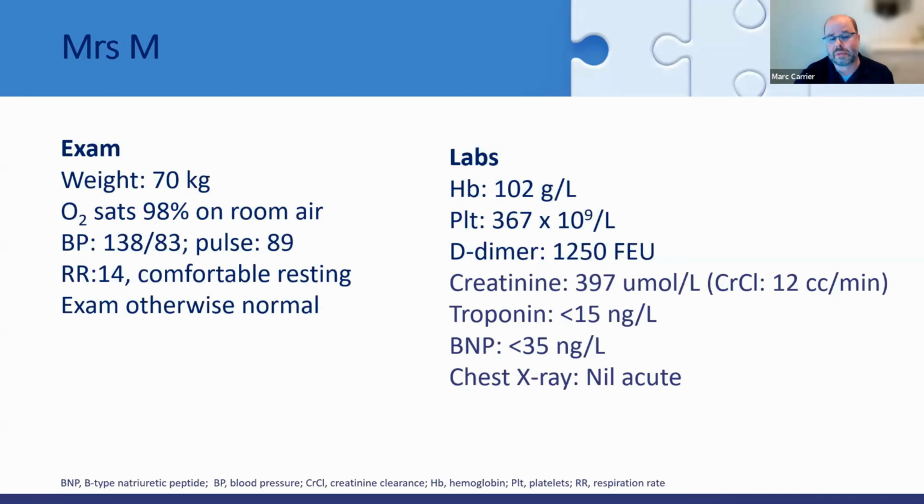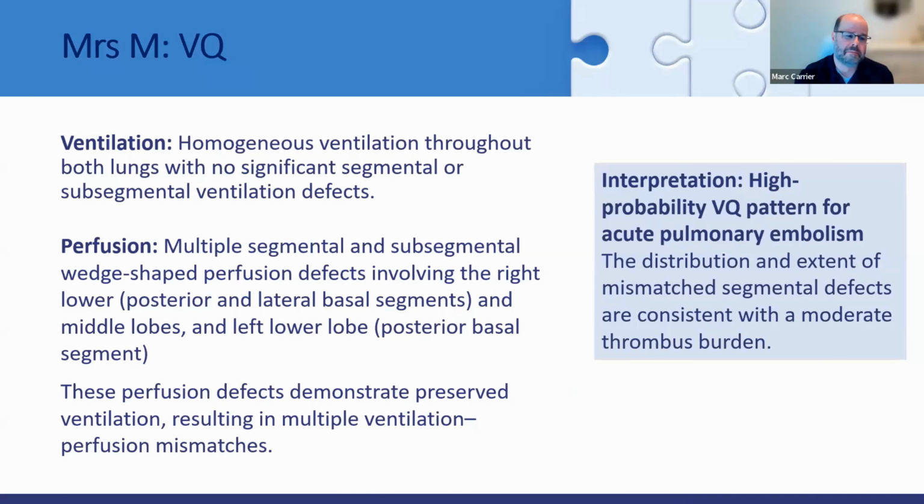She has a reasonable CBC, hemoglobin is 102, D-dimer is high, creatinine is high, estimated creatinine clearance gives you 12 cc's per minute. Troponin is negative, BNP is negative, chest X-ray nil acute. This is a Thrombosis Canada case, so obviously we suspect PE. You're concerned about creatinine, so you do a VQ scan in that setting. Interpretation is high probability VQ scan based on PIOPED criteria, or SPECT VQ is positive for PE, multiple segmental and subsegmental defects bilaterally.